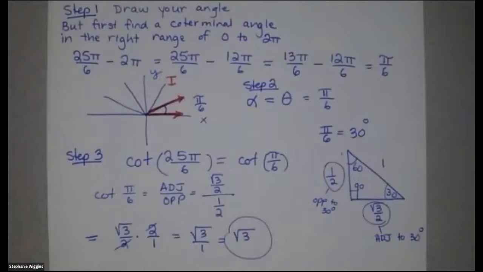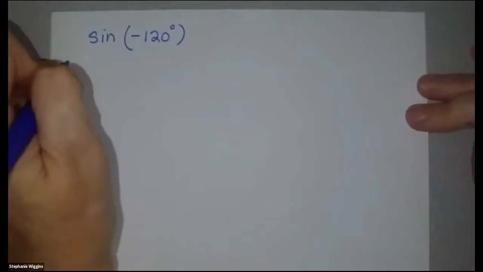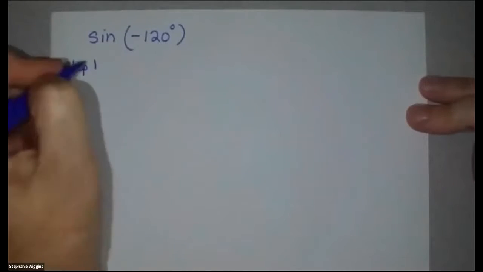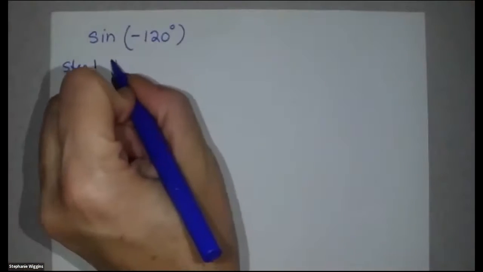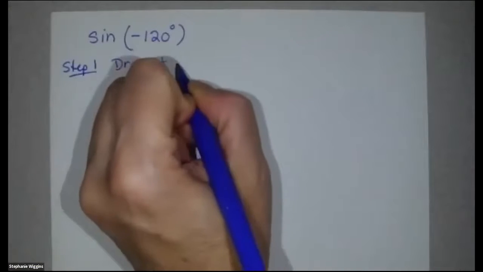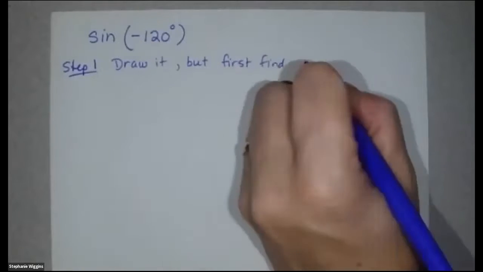One more example. This time I'm going to do one in degrees. Okay. So if there are no questions on this one, let's do example 3, and we're going to do sine of negative 120 degrees. Okay. So step 1, draw it, but first find the coterminal angle.